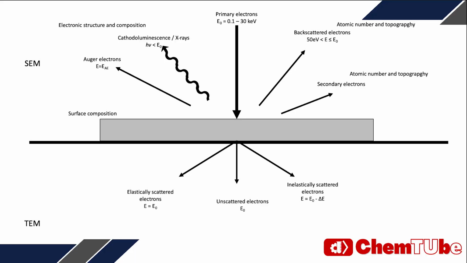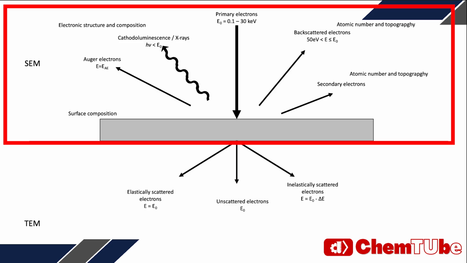We can use this diagram to understand the different types of signals generated when a high-energy electron beam interacts with a sample. Recently, we looked at scanning electron microscopy, or SEM, where an electron beam with an energy of typically 1 to 30 kV is scanned over a sample. By detecting backscattered or secondary electrons, an image of the surface is formed.